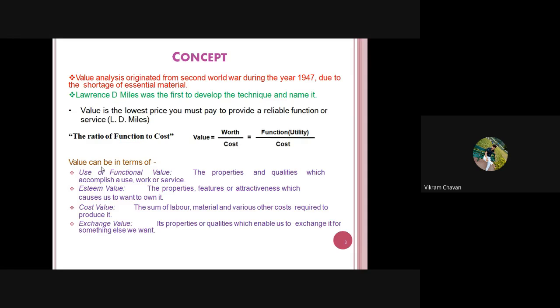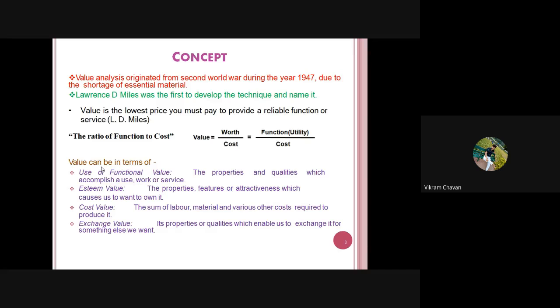So the simple equation we can interpret for the word value is the ratio of function to cost, or the ratio of worth to cost. That is the value of that particular product. So value will be equal to worth divided by cost, or function or utility divided by cost.